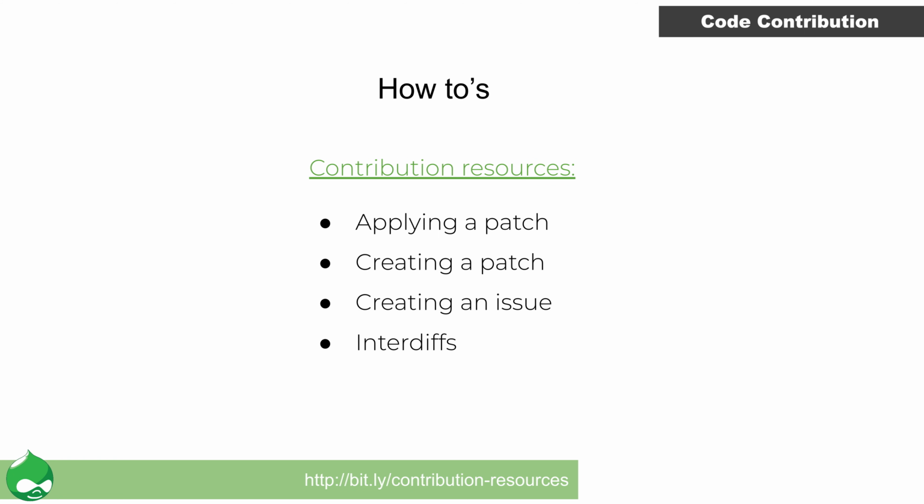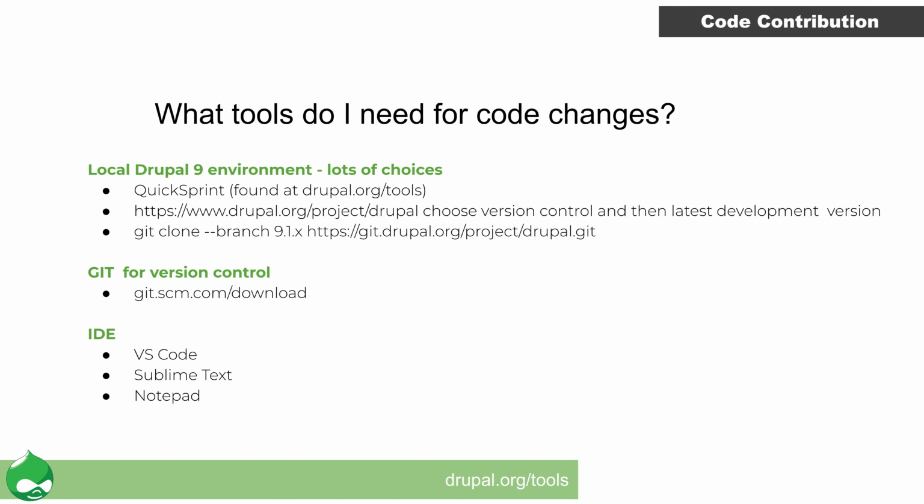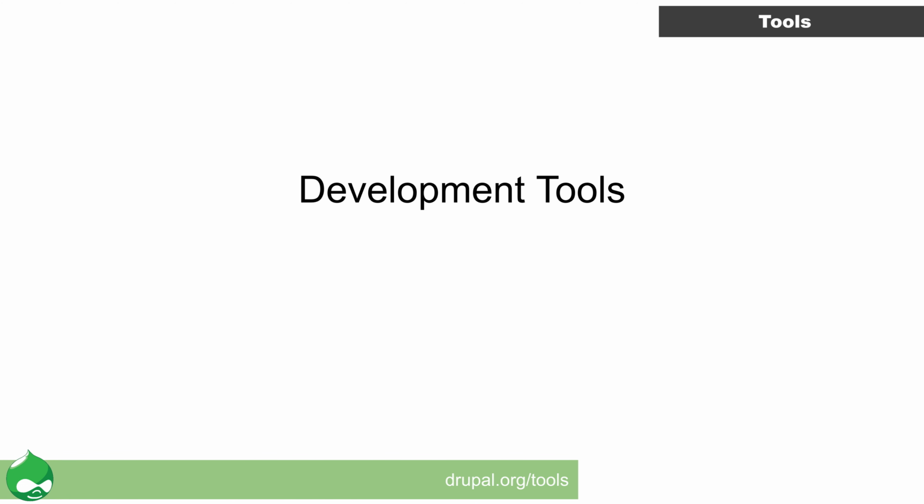Once we have a patch ready, we would come back to the issue queue and upload the patch. But first, we need to be able to make the code change. If you already have an environment capable of running Drupal 9.1.x, Git, and a code editor, then you can skip the tools section if you wish. Afterwards, we will be running over the creation of a patch.